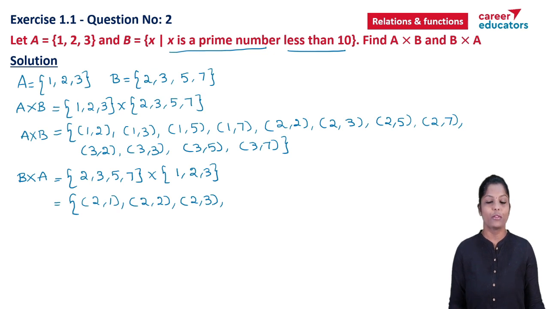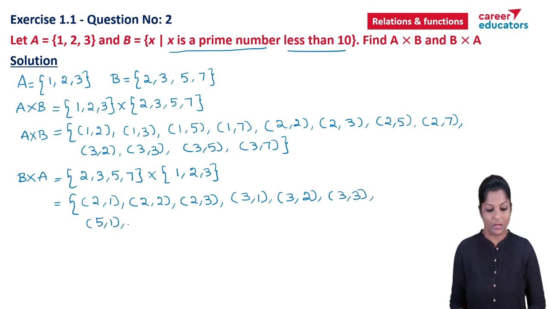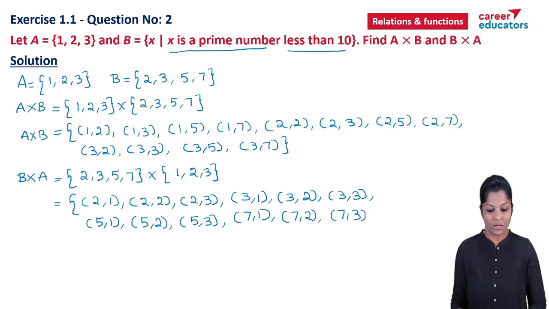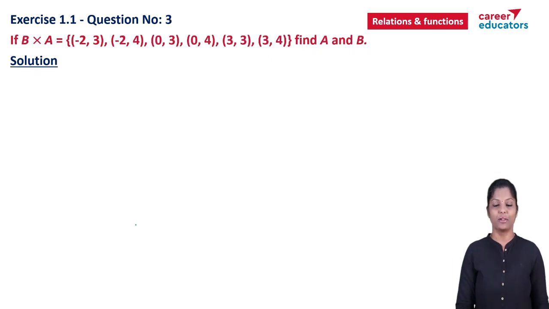Likewise, we have to do it for the remaining elements of B. We will get 3, 1, 3, 2, 3, 3, 5, 1, 5, 2, 5, 3, 7, 1, 7, 2, 7, 3. That's all we got B cross A. Next we are going to solve question number 3.